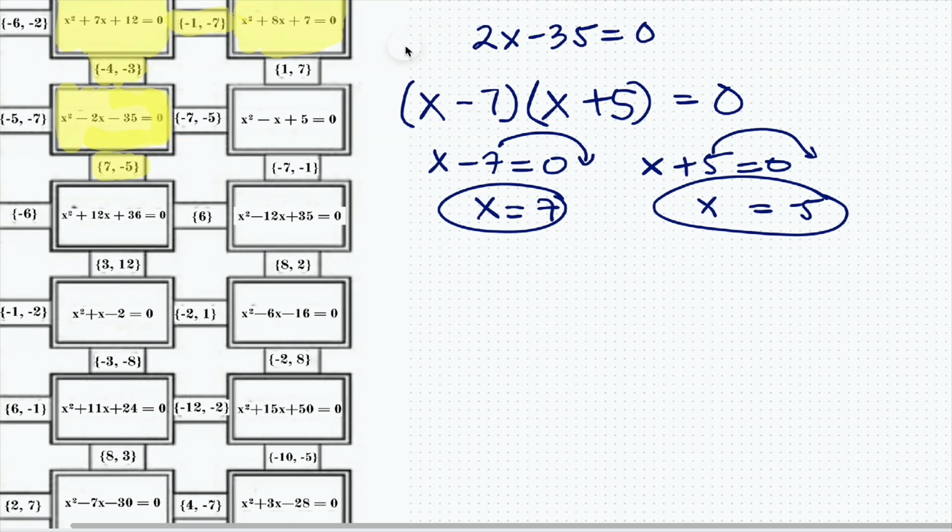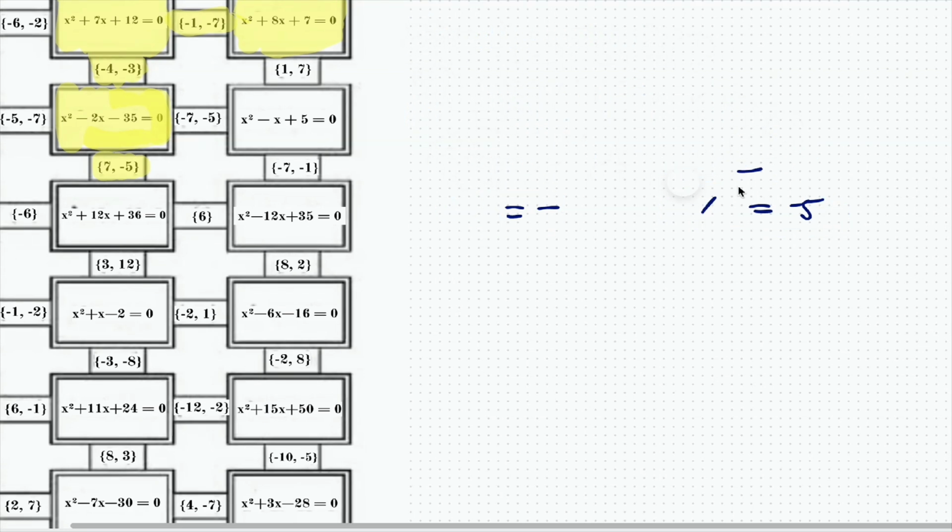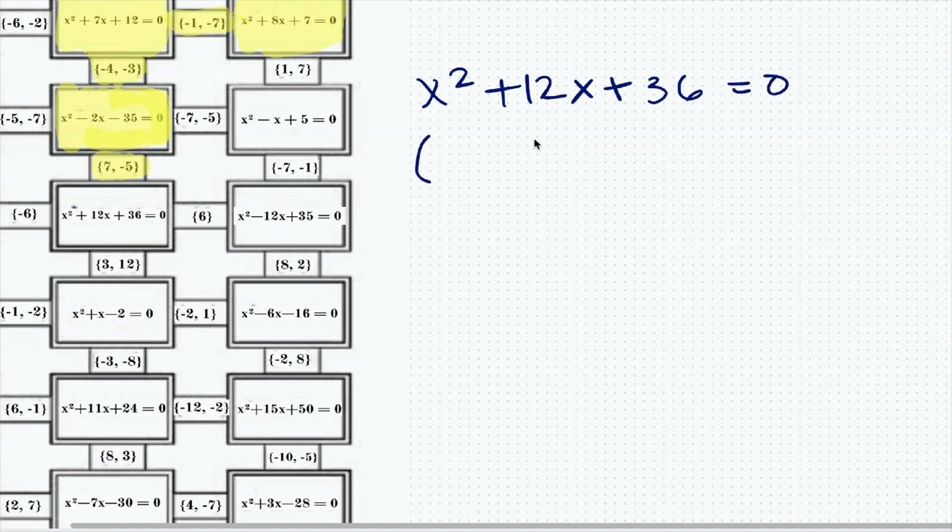So let's proceed to the next puzzle. The next puzzle would be x squared plus 12x plus 36 equals 0. Okay, so let us try to find out the two numbers that when you multiply, the answer is 36, and when you add, the answer is 12.